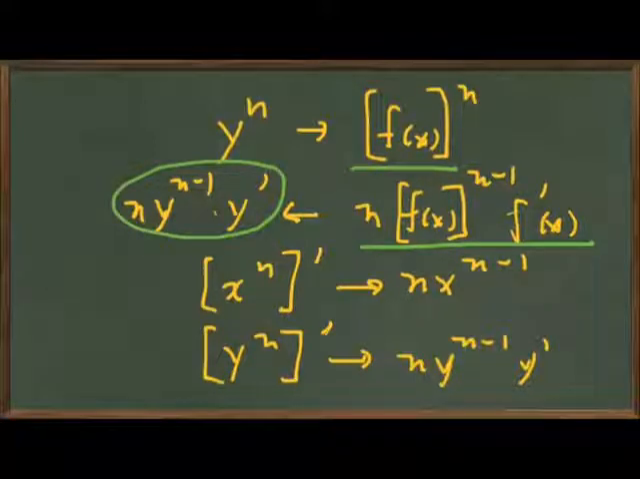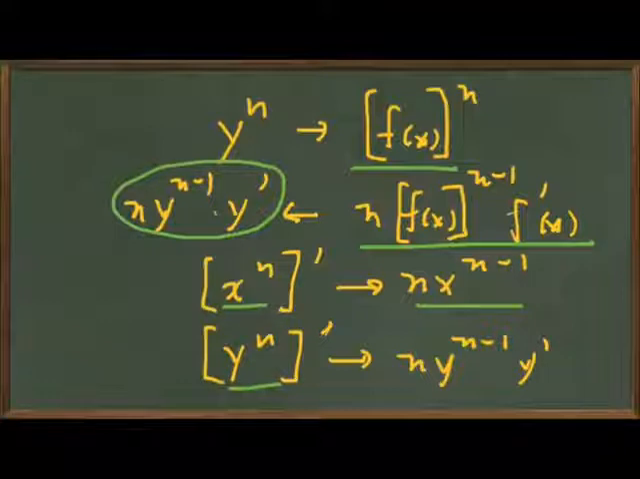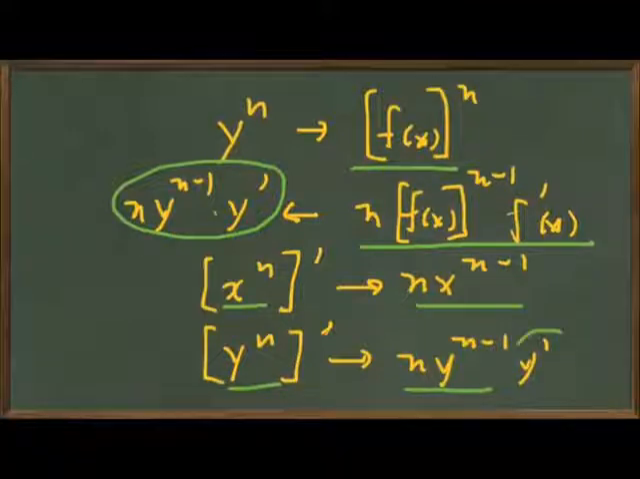And so that shows us that the derivative of a y to the n term is very similar to the derivative of an x to the n term, both by the power rule. When we take the derivative of x to the n, we get n x to the n minus 1. When we take the derivative of y to the n, we get almost the same thing, n y to the n minus 1, but then we have to tack on the y prime. That's the inner prime part.